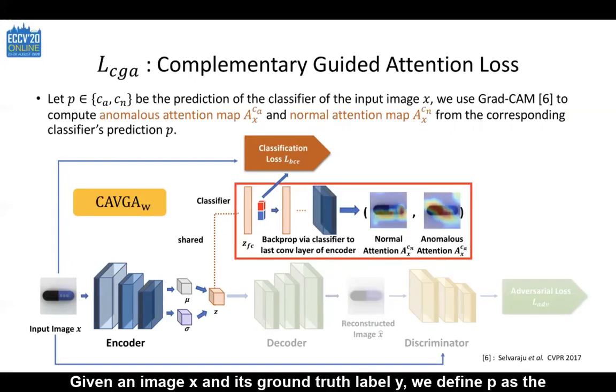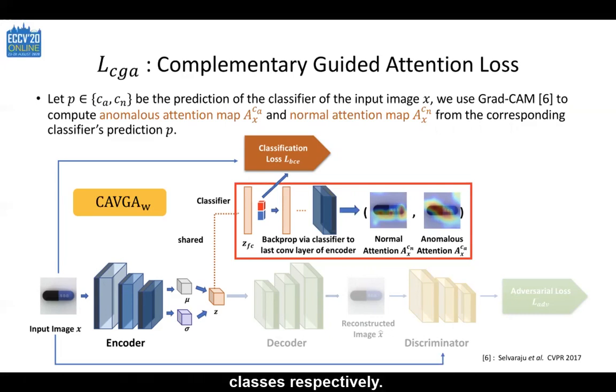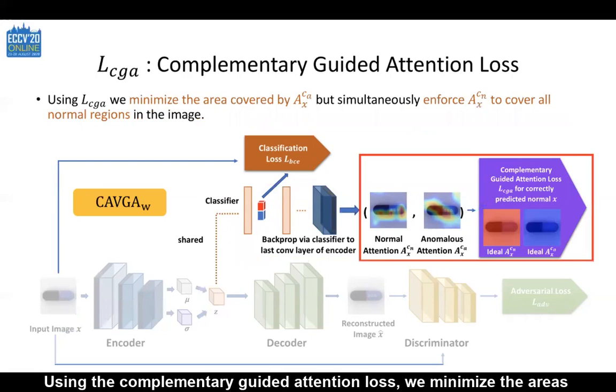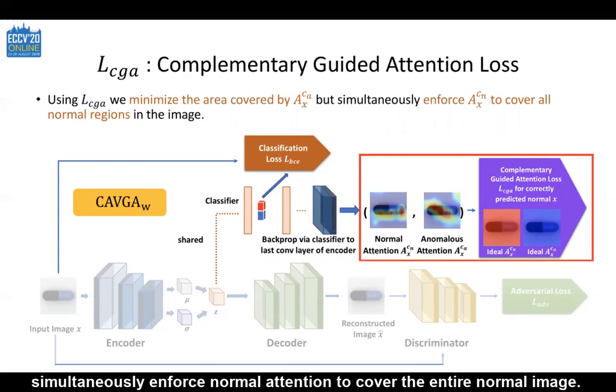Given an image X and its ground truth label Y, we define P as the prediction of the classifier, where CA and CN are anomalous and normal classes respectively. We use GradCAM to compute the attention map for the anomalous class and the attention map for the normal class on the normal image. Using the complementary guided attention loss, we minimize the areas covered by the anomalous attention and simultaneously enforce the normal attention to cover the entire normal image.